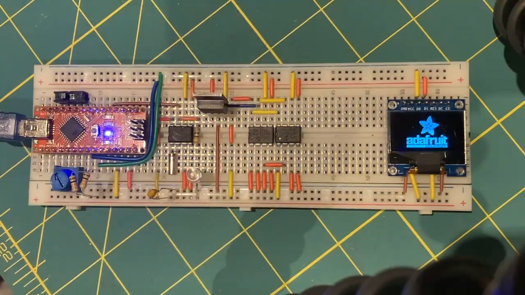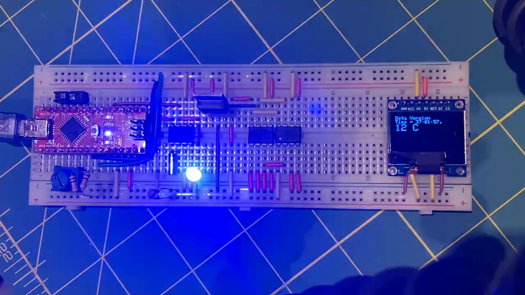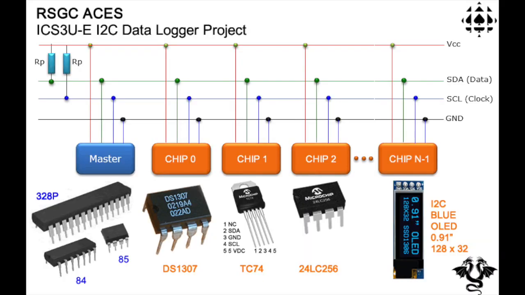Project 2.5 I2C Data Logger. This project explores wired communication protocols using two rails to communicate with multiple components at the same time. An I2C system uses two rails in addition to power and ground as a common bus for all components.